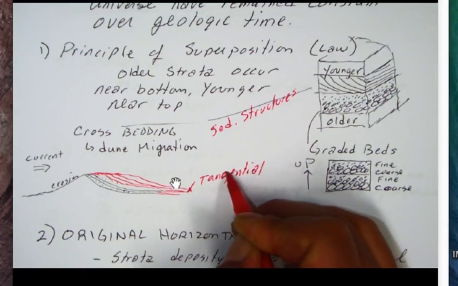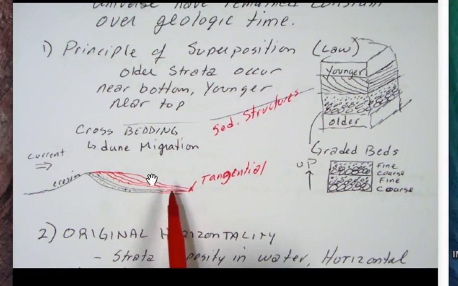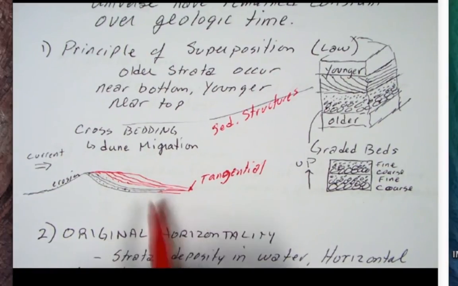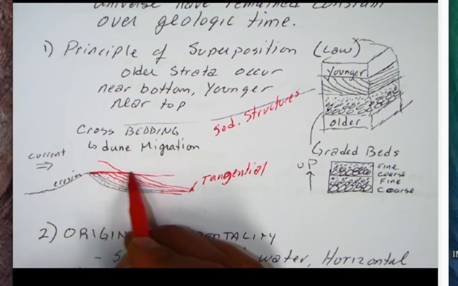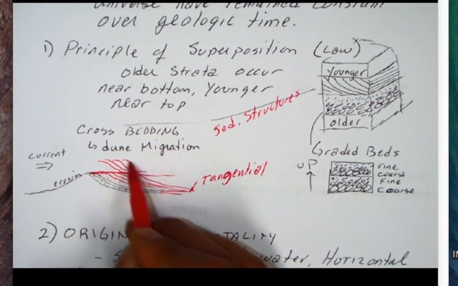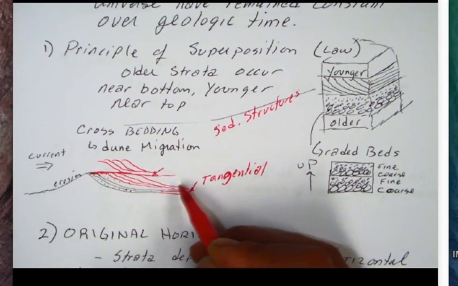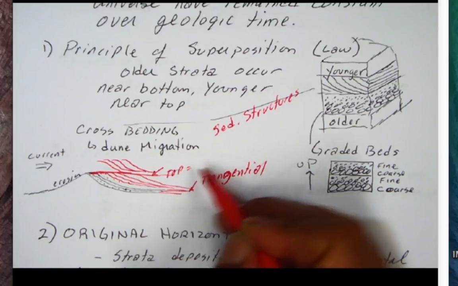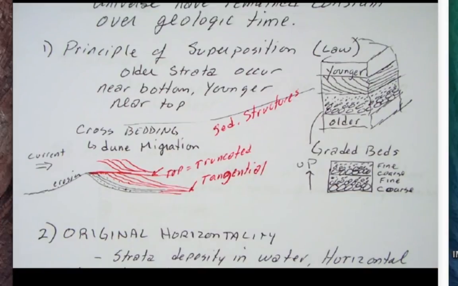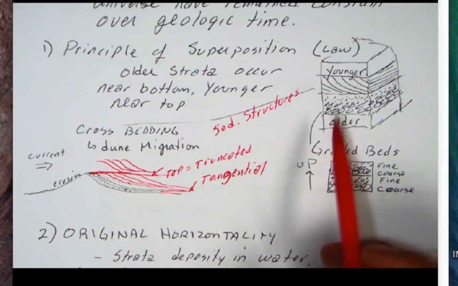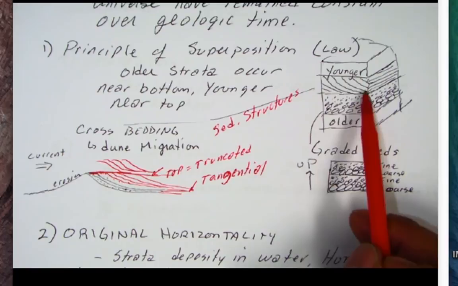It approaches the bottom like a tangent. So it slopes down to this bottom here. But the top here, because now over time we're going to see another layer of cross beds up here, that'll form more erosion. So the top of this bed here is truncated. In other words, it's eroded off, truncated. So the bottoms of the cross beds show a tangential approach. The tops are truncated. So in my little picture here, I see the little cross beds coming down here, approaching the bottom, but their tops are cut off here.